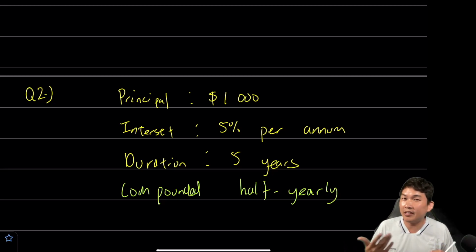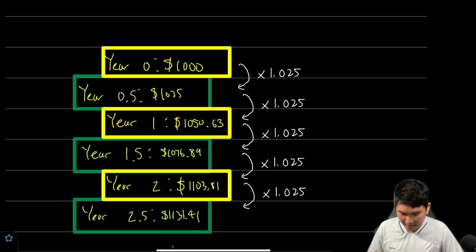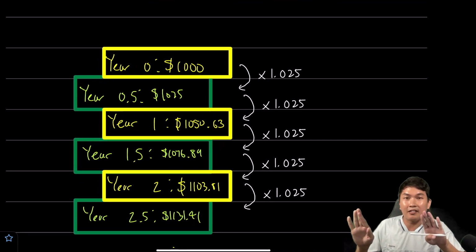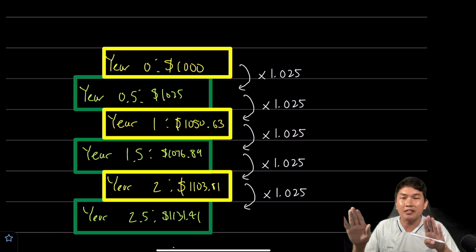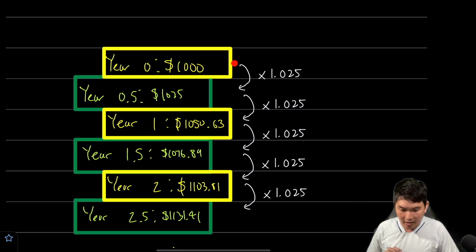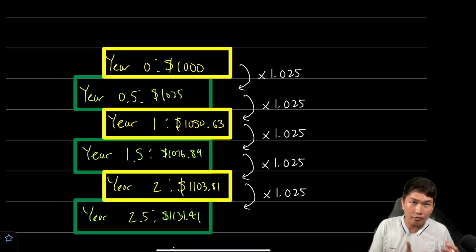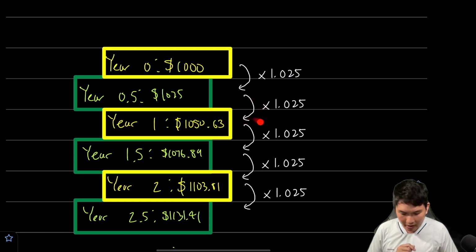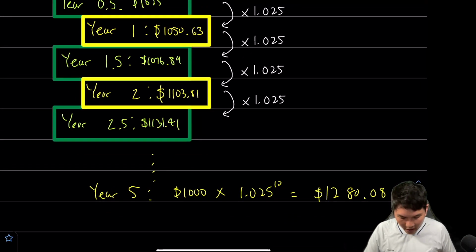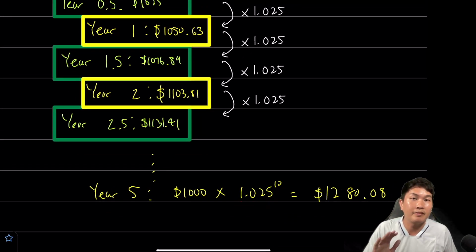And then what's going to follow is pretty much what you expect. I try to use color to segregate the whole number years and the half years. From the start, $1,000 at year 0, to the first half year, we multiply by 1.025, which is 102.5%. We keep doing this until we get to year 5. By the time we get to year 5, we would have multiplied by 1.025 10 times, because that's 10 half years in 5 full years. And if you do that, you get this answer.